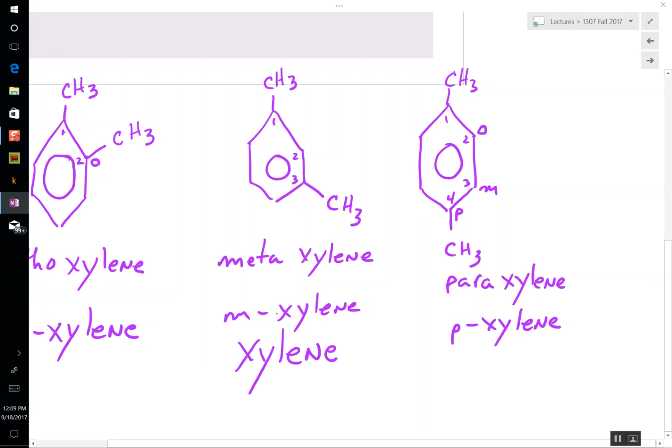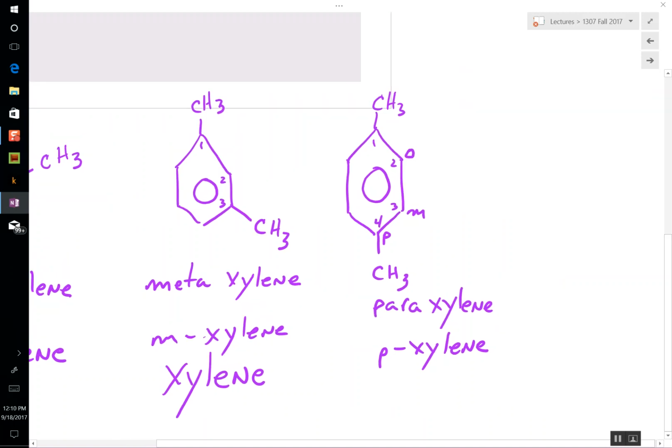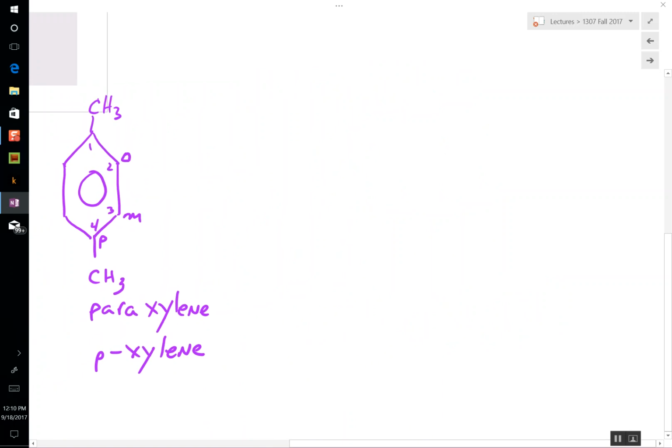And this is not IUPAC. This is grandfathered back, or a traditional way of doing it. Let me give you a little way of remembering it.